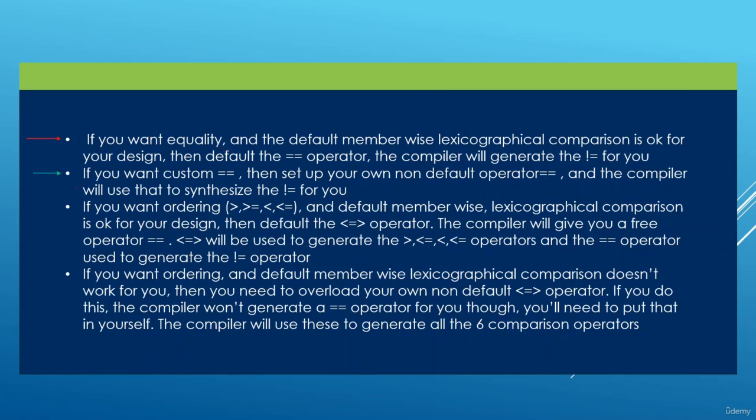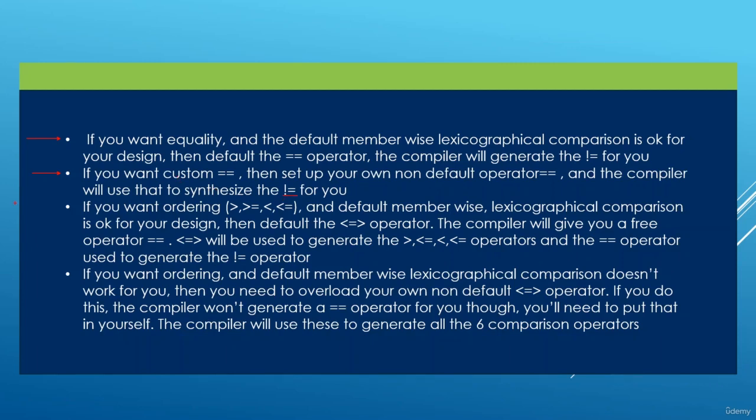But if default member-wise comparison is not going to work for you, for example, we saw that for our point class, we needed to compare based on the length and not based on the values we have in each member variable. We needed to set up our own equality operator, and this is a case where we might need to do that. So if you want a custom equals operator, then you can set up your own non-default equals operator, and the compiler is going to use that to generate a not equals operator that you can use in your C++ program.